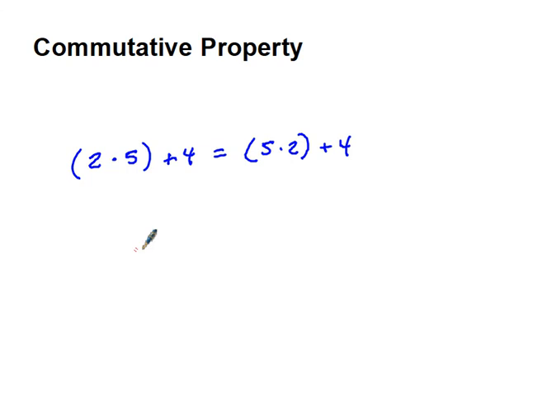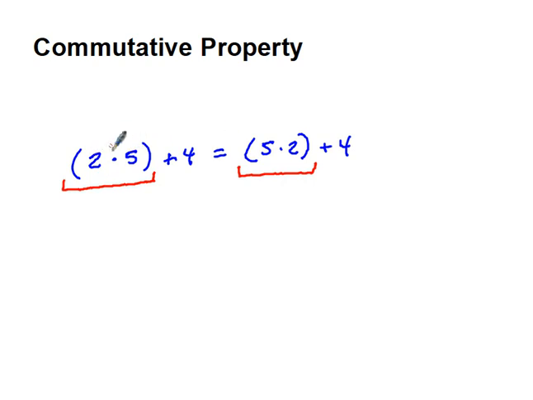The commutative property lives inside these parentheses in this particular problem. As you can see, this plus 4 is just an added bonus on both sides of the equation. But the root of it is the stuff that's inside the parentheses in this example.